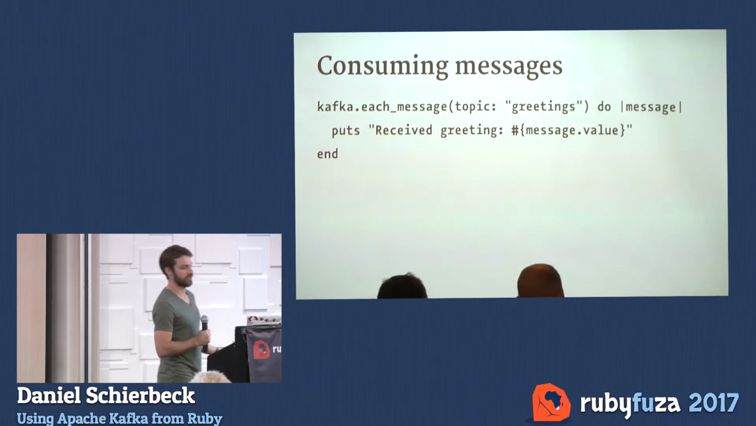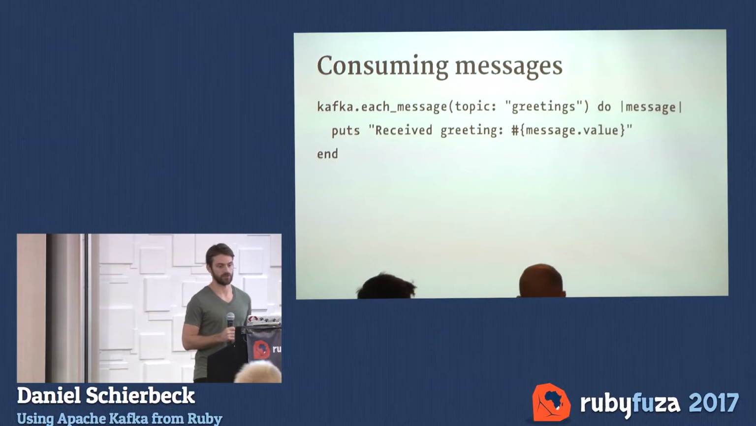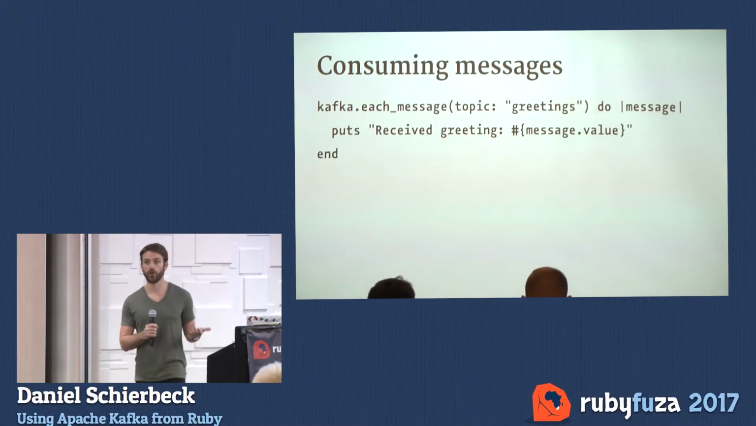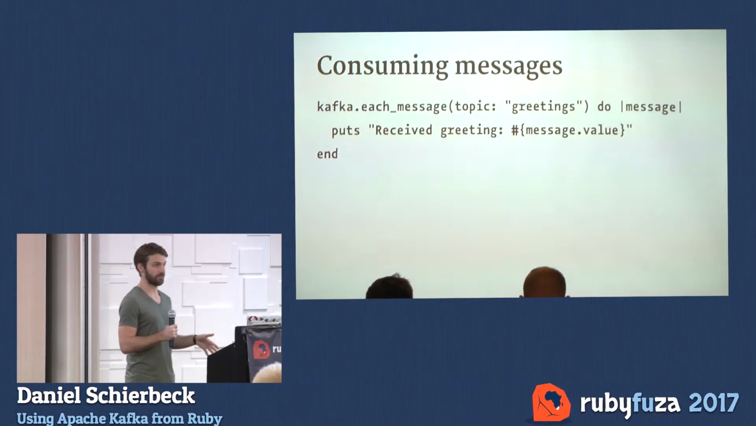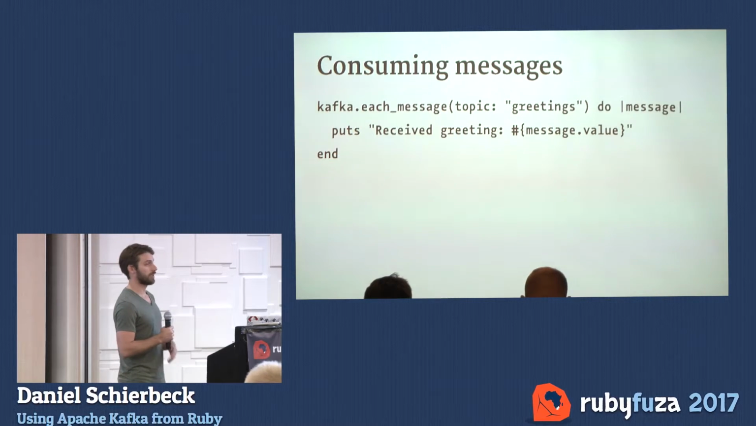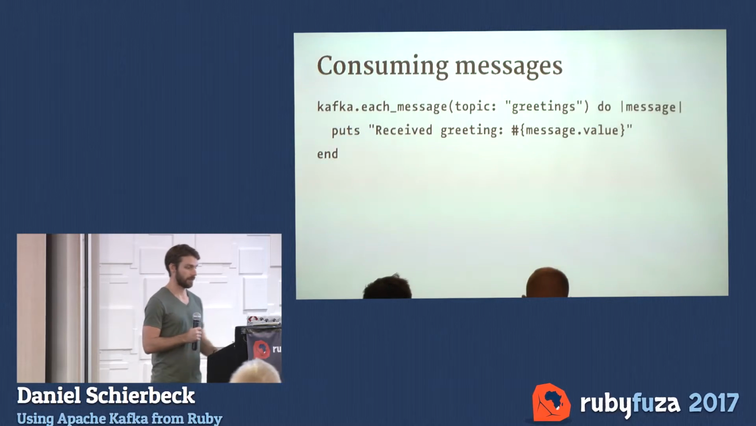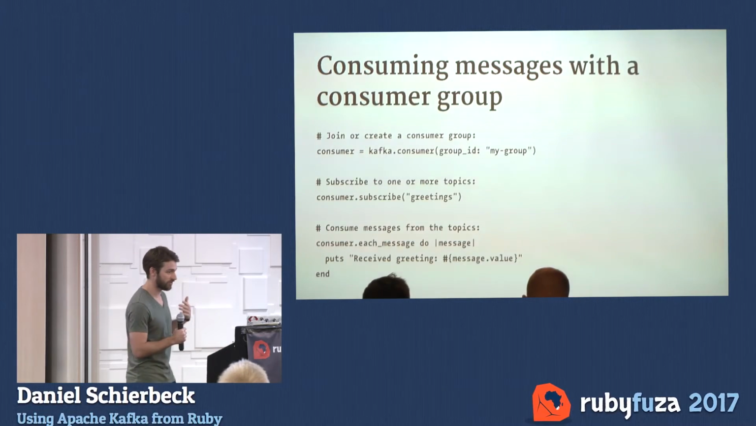Note that this doesn't handle crashes. It doesn't handle you trying to redeploy stuff. If this goes down, it doesn't know where it left off. It just reads through stuff. It's also not distributed. There's only one node running it, right? So there's a limit to how much throughput you can handle. So that's why we have consumer groups.